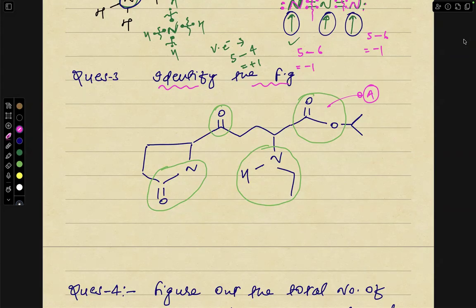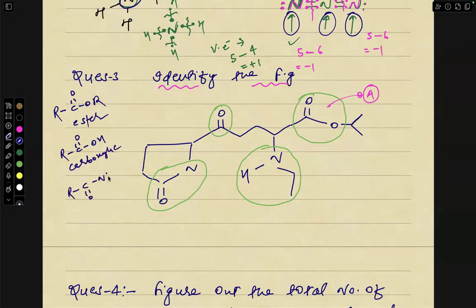Okay, someone is saying ester, ketone, acid. Wait, look at this. RCOOR, this is called ester. RCOOH, this one is known as carboxylic acid. RCONH2, known as amide. RCOR, this is called ketone. And RCOH, this is called aldehyde.